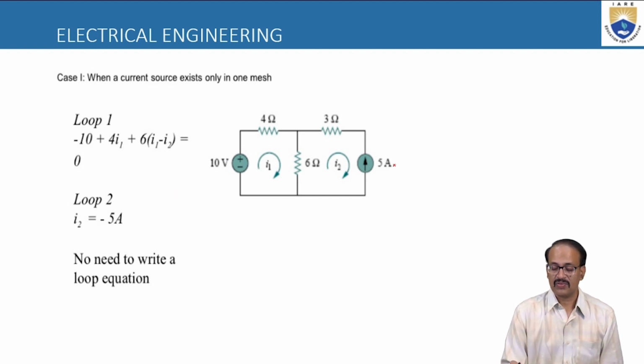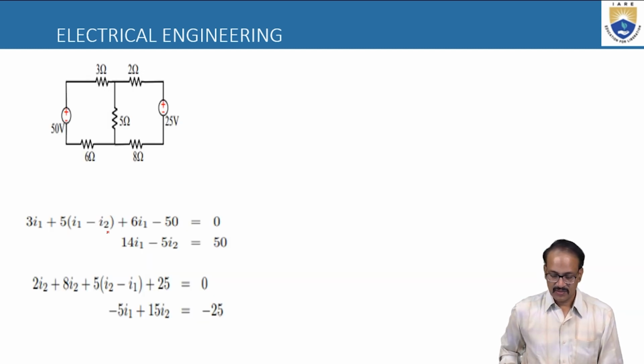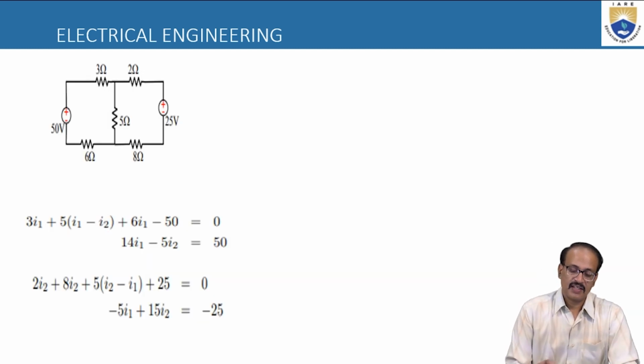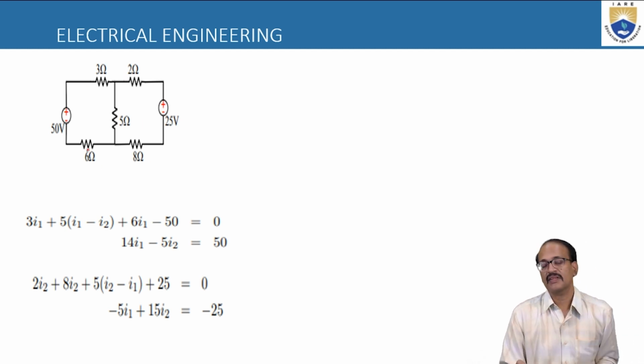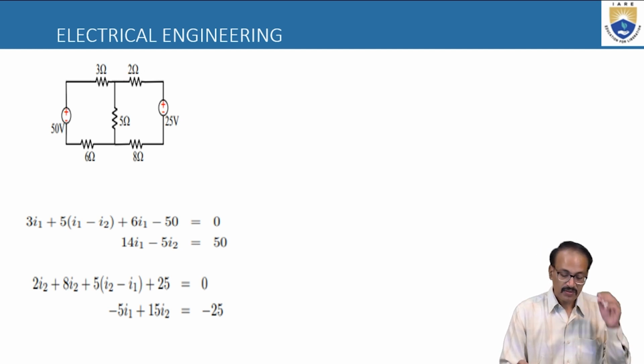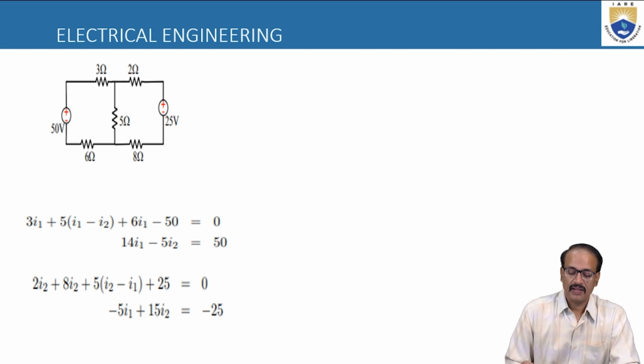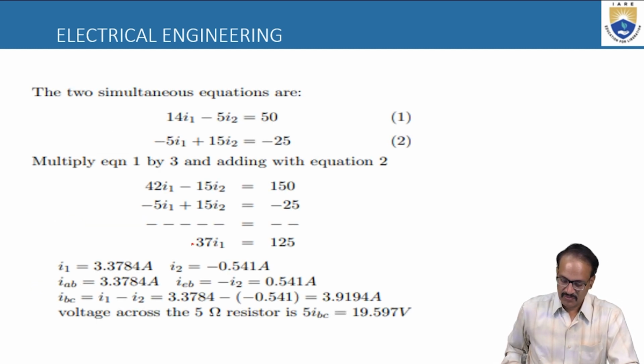And this is the different case. If there is a current source in the second loop, we can directly write the current value. And this is the case where we are having both the voltage sources, and we have written the equation for the first loop. We have simplified and we have found the values of I1 and I2.